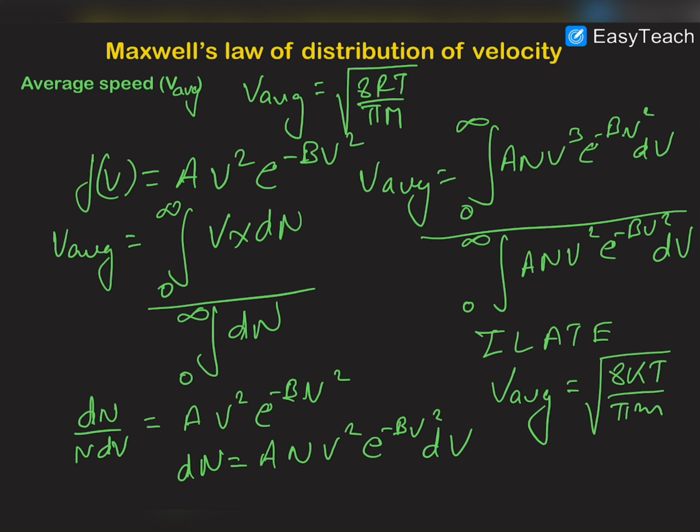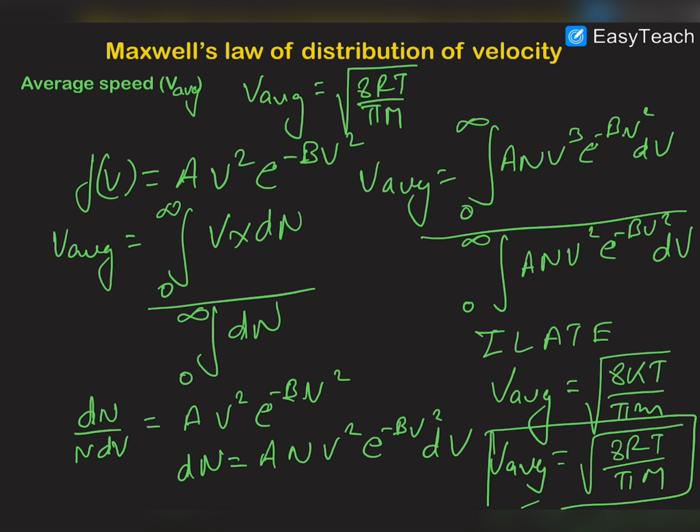And in this case, again k is the Boltzmann constant and m is the mass of one molecule. So if we multiply with the Avogadro number in the numerator and denominator, then v average can be written as under root 8RT by pi capital M. So this is the average velocity, in fact average speed of the gas molecules.